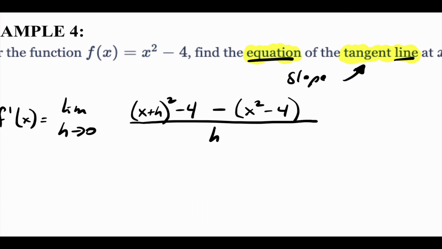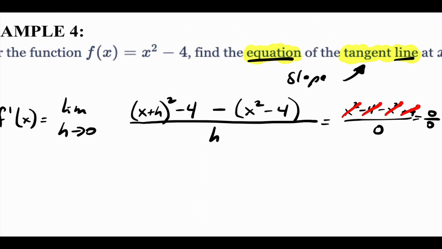It's a limit, so plug in 0. If I plug in 0 for h, I get x squared minus 4 minus x squared plus 4 over 0. Because if I plug in 0 for h, I would just get x squared minus 4. And then if I distributed this, I would get minus x squared plus 4. The x squareds go away, the 4s go away. That leaves 0 over 0.